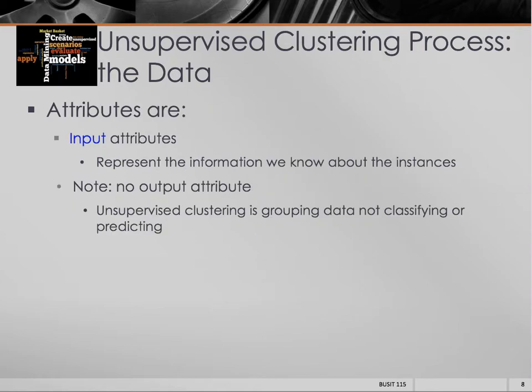Within the unsupervised clustering process, however, all of our attributes, each of the values, colors, size, gender, each of the attributes about each of our cases are input attributes. These are used by the model. In this case, we are not really asking our model to do any kind of prediction. So there is no output attribute. We are just asking the model to group our cases based on the input attributes.